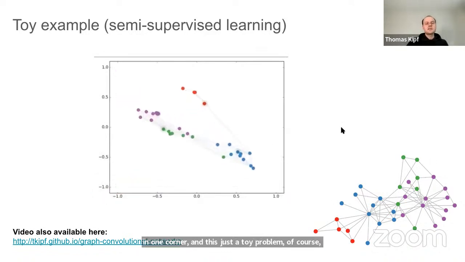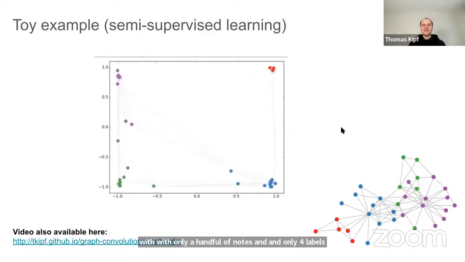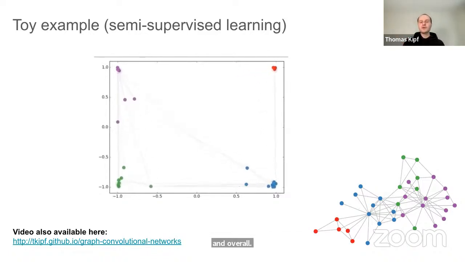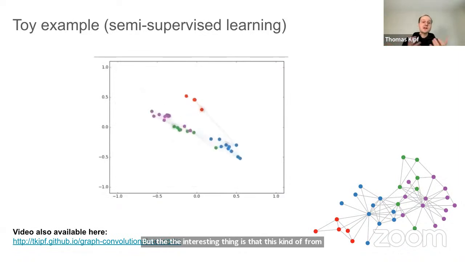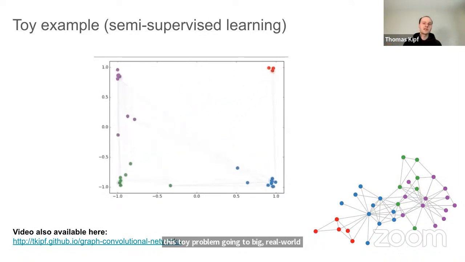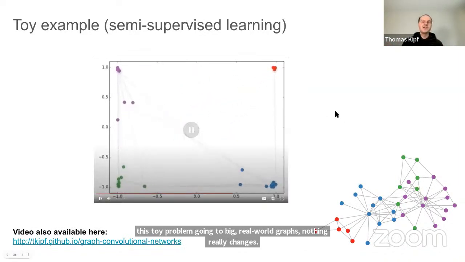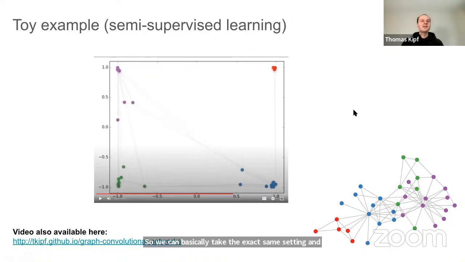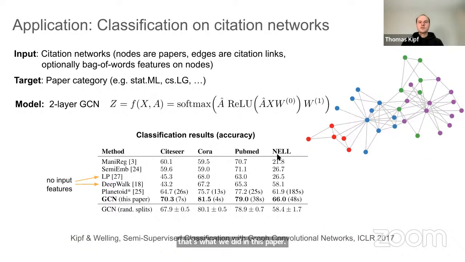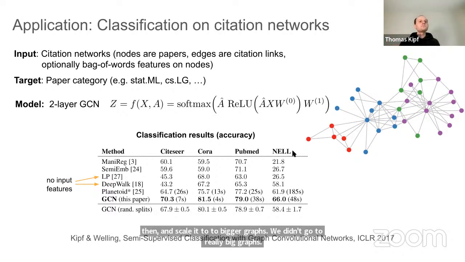And this is just a toy problem, of course, with only a handful of nodes and only 4 labels overall. But the interesting thing is that going from this toy problem to big real world graphs, nothing really changes. So we can basically take the exact same setting, and that's what we did in this paper back then, and scale it to bigger graphs. We didn't go to really big graphs. The biggest one had like 1 million nodes, but these days, of course, there are billion node graphs on the internet.